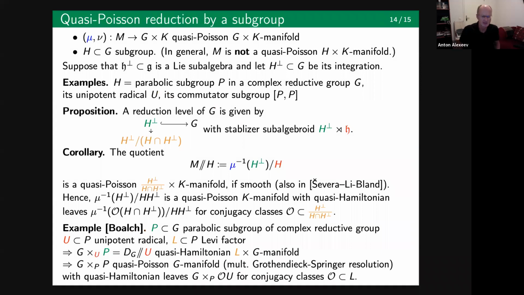I haven't quite understood this G cross P over P. What does it really mean? Is it just G, or what's this product? P acts on G by right multiplications, and on P by conjugation. Oh, it acts by conjugation. Okay, thanks.